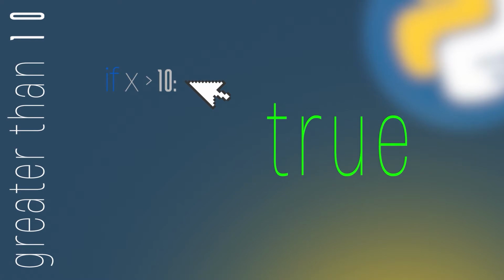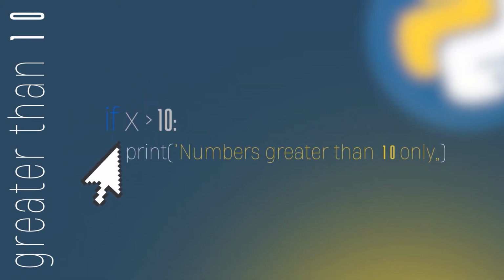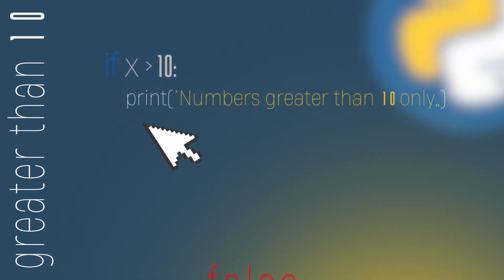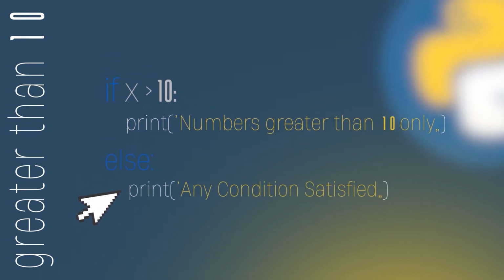If this condition is true, we're going to print numbers greater than 10 only. Otherwise, if the condition is false, we're going to have our else statement. In the else, we're going to print any condition satisfied. Let's see one example in the code above.